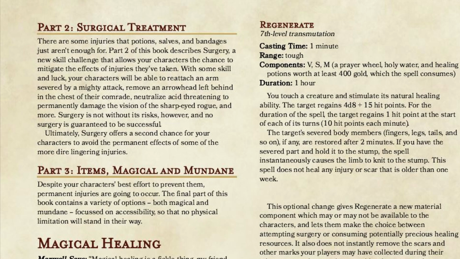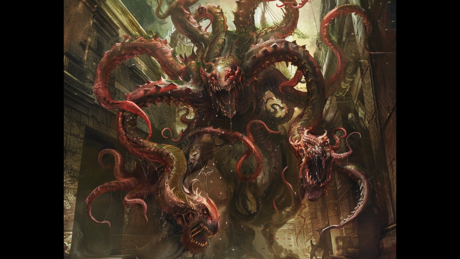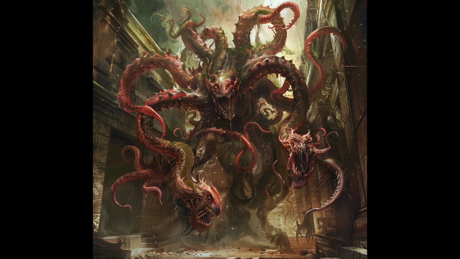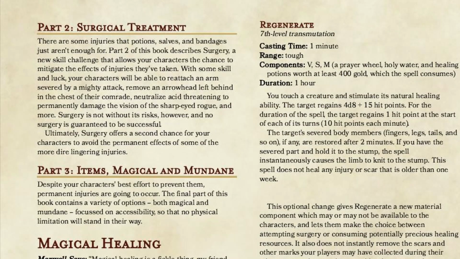What's that going to lead to down the road? Because I know for a fact, if one of my characters went blind after fighting some dystopian eldritch horror, then I am definitely going to have them in the darkness of that blindness suffer terrible visions maybe, or their dreams become different because they no longer see the light of day. Ultimately, surgery offers a second chance for your characters to avoid the permanent effects of some of the more dire lingering injuries. Now, this is a fairly straightforward thing, and it is.